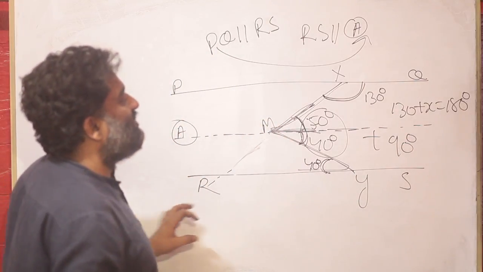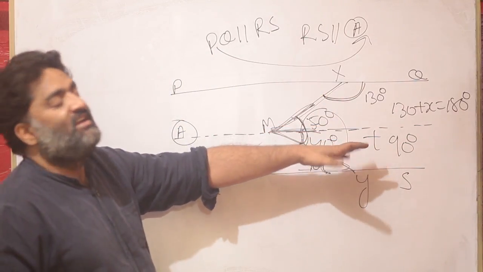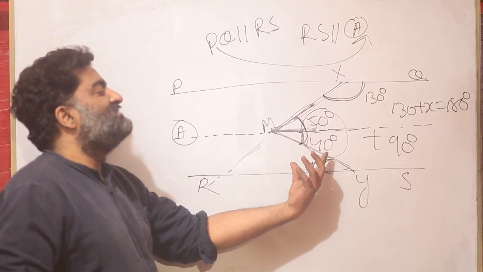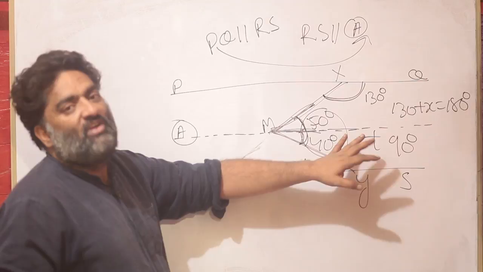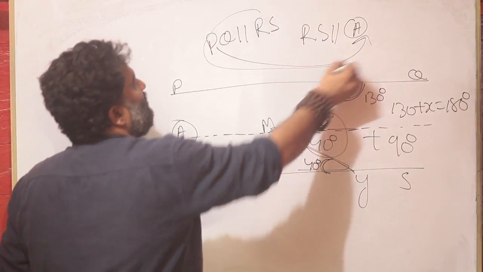So my question is solved, fairly easy, just repeating the key ideas that alternate interior angles are equal to each other. The sum of interior angles on the same side is equal to 180 degrees. And I hope you've been working on this problem.